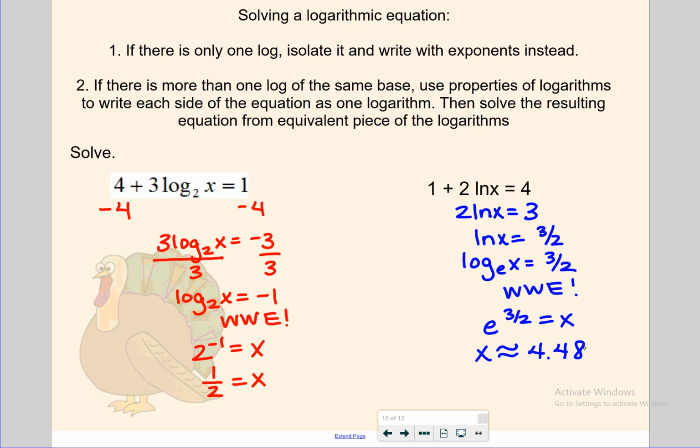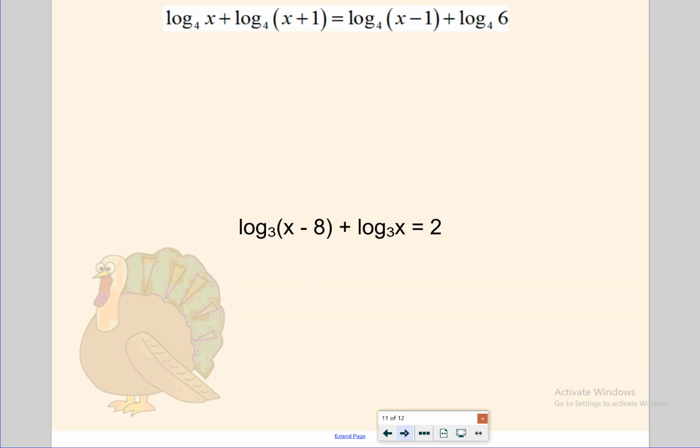Nope. Okay. So let's try these ones. Log base 4 of x plus log base 4 of x plus 1 equals log base 4 of x minus 1 plus log base 4 of 6. All right, so obviously we do not have a single log here. We have a bunch of logs that we need to worry about.